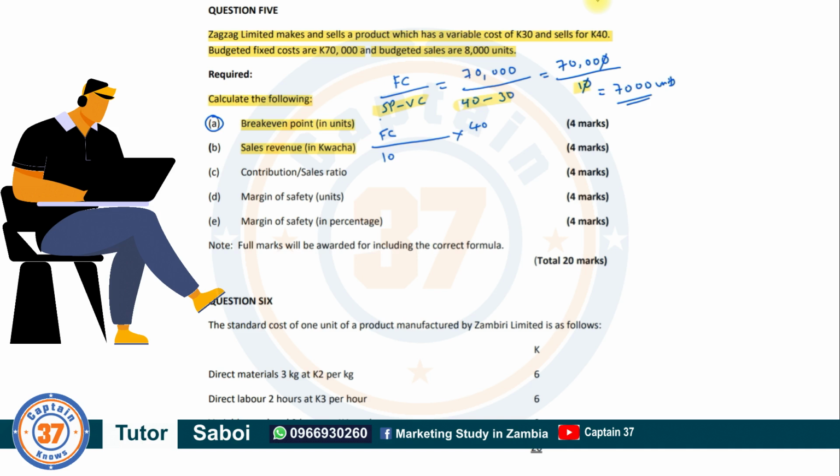So let me replace this with numbers. You remember that the fixed cost is 70,000. So this cancels with this. What are we going to get? 4 by 0 is 0. 4 multiplied by the second 0 is 0. 4 multiplied by the third 0 is 0. 4 multiplied by the fourth 0 is 0. 4 multiplied by 7 is 28. So that is 280,000 kwacha, the answer for B.